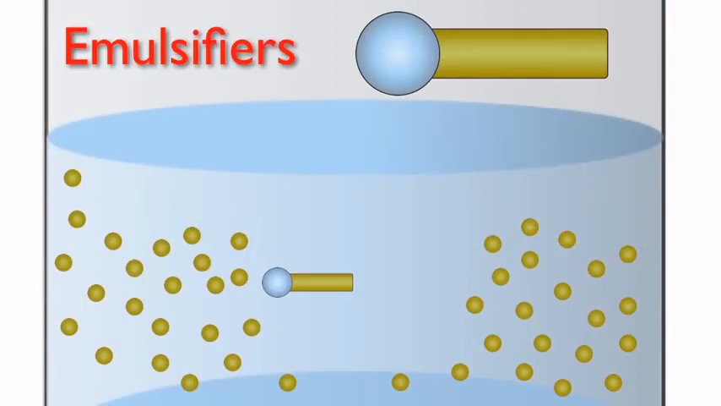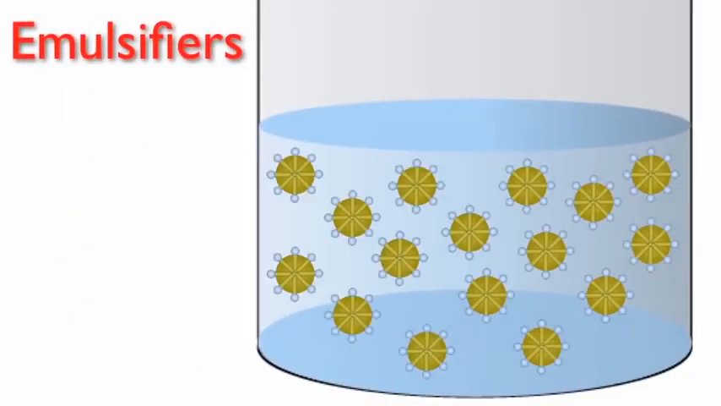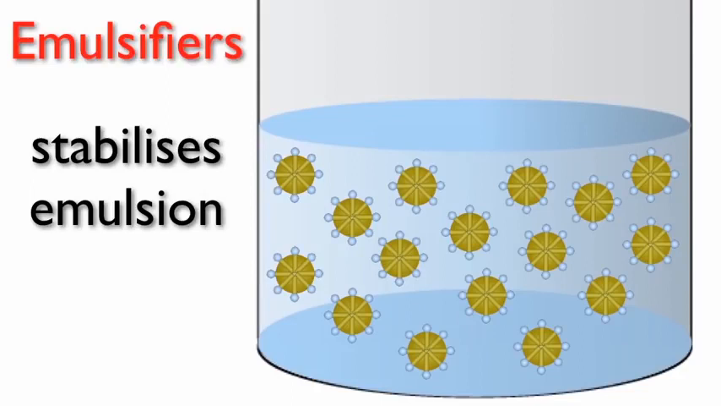If we added lecithin to our original oil and water emulsion, its hydrophilic head will prefer to associate with water and the hydrophobic tail with the oil droplets. This prevents separation and thus stabilizes the emulsion.